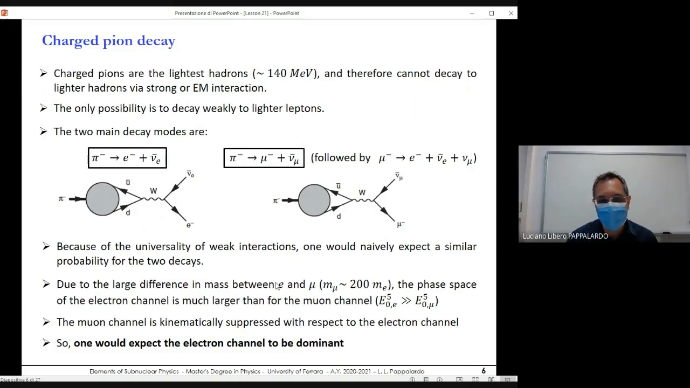Now, the mass of the electron is clearly much smaller than that of the muon, by a factor of 200. So clearly, from the point of view of the kinematics, of the free phase space available in the decay, there is much more phase space in the case of the electron than in the case of the muon, and this goes with the fifth power, according to the Sargent rule. So from the kinematic point of view, the decay into electron is much more favorable. It has much wider phase space than the decay into muon. Is that clear?